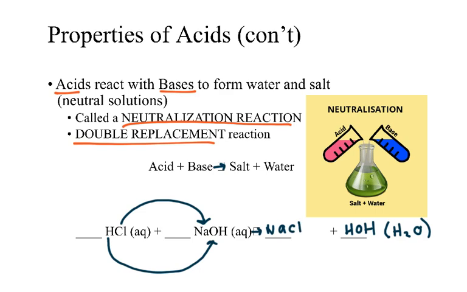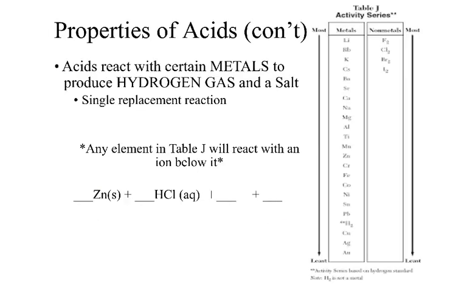Right, so we see that we have our positive from our hydrogen, our negative from our chlorine, our positive from our sodium, and our hydroxyl group is negative. Remember, that's a polyatomic ion. They come in, so we have our water and our salt. This is a neutralization reaction, and it is also a double replacement reaction, so we're able to predict the products as we go.